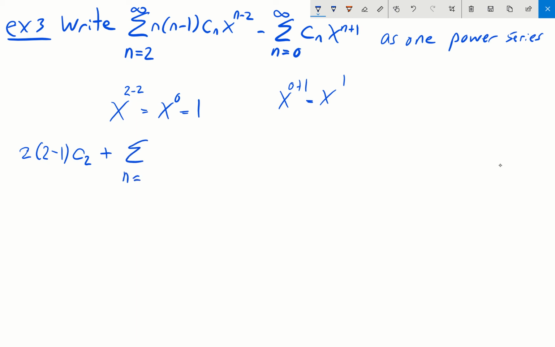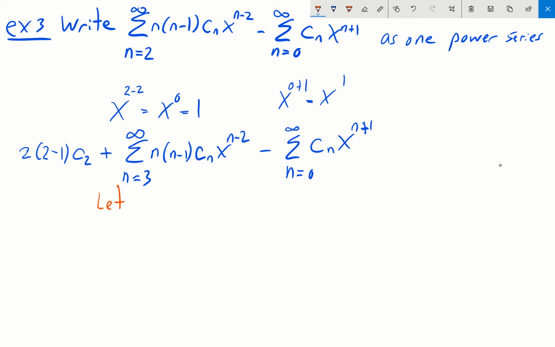And that would then be the sum from n equals 3 to infinity of n times n minus 1 c_n x^(n-2). And now in this regard, they both start at exactly the same exponent. But the one thing that's going to be different is that this index starts at 3 and this index starts at 0. So one of the things we can do is a substitution on this. Again, the actual variable itself, n, is just a dummy variable. It doesn't matter whether you call it n, s, t, or whatever.